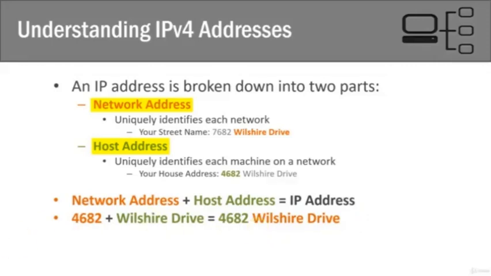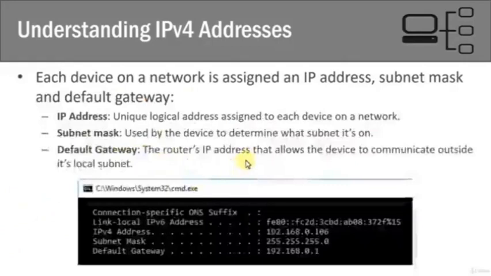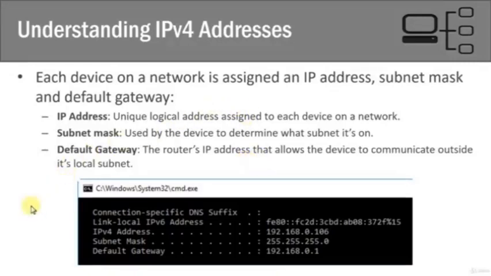Okay, let's take a look at one more slide and let's talk about the different types of addresses that you're going to see assigned to a system. For a device on a network, you're typically going to see an IP address, you're going to see a subnet mask, and if we need internet access, you're going to see a default gateway. So again, the IP address, we've already talked about this. This is the unique logical address that's assigned to each device on the network.